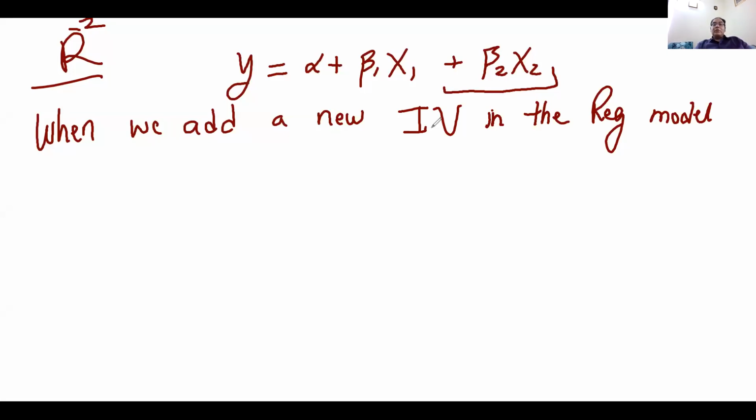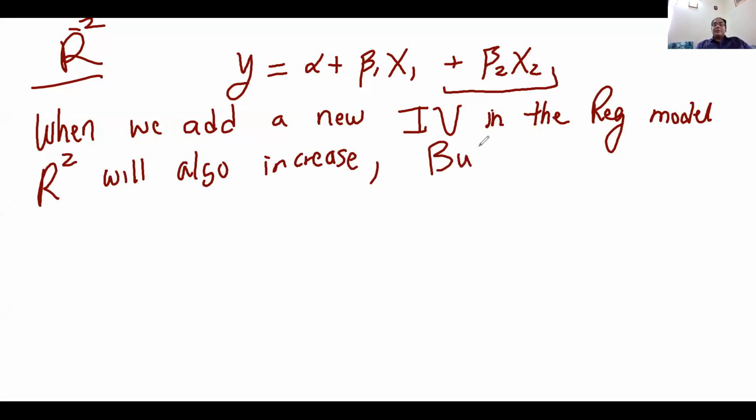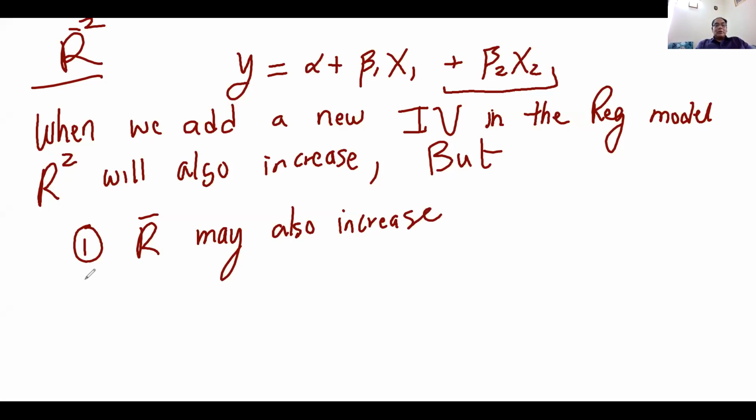So when we add a new independent variable in the regression model, according to the property, the R square will also increase. But what is the problem? Number one, adjusted R square may also increase. Second, adjusted R square may be constant, may remain constant.